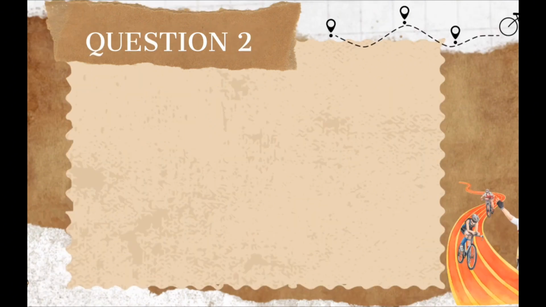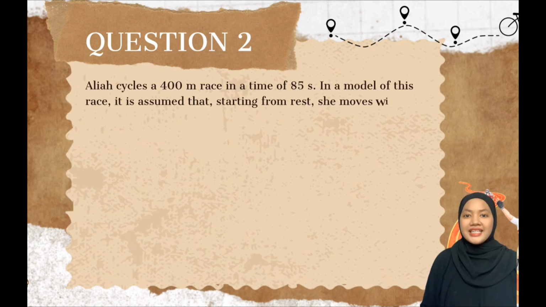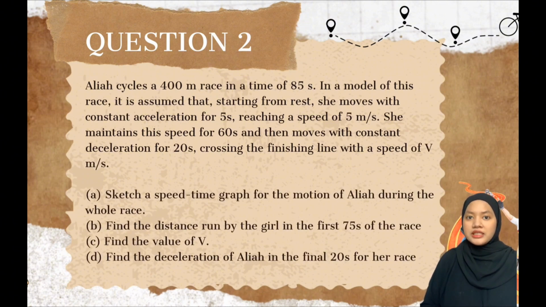Next, for question 2, this is the problem statement for velocity and acceleration in motion graph. Aliyah cycles a 400 meter race in a time of 85 seconds. In a model of this race, it is assumed that starting from rest, she moves with a constant acceleration for 5 seconds. Reaching a speed of 5 meters per second, she maintains this speed for 60 seconds and then moves with a constant deceleration for 20 seconds, crossing the finishing line with a speed of v meters per second.